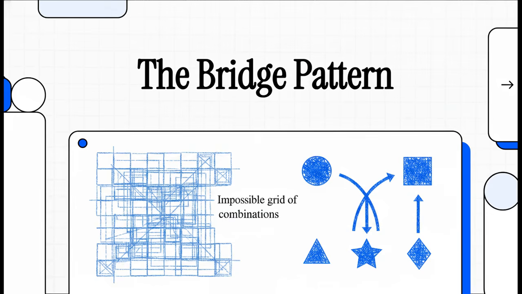Welcome to the Explainer. You know that feeling when a system starts to grow? Adding one seemingly simple feature means you have to go and change code in 10 different places. It feels like you're trapped in this impossible grid of combinations. Well, today we're going to build the solution to that exact problem. It's called the bridge pattern.